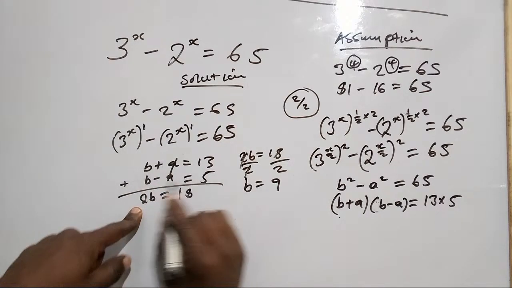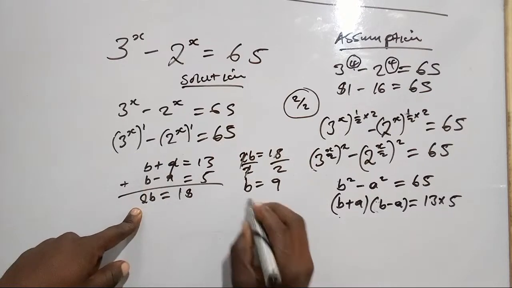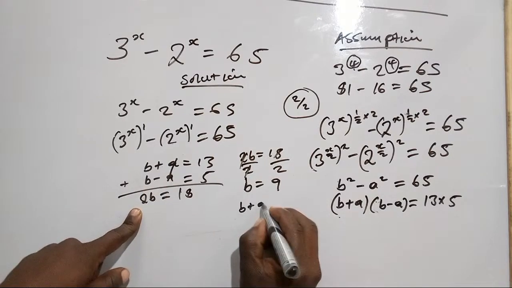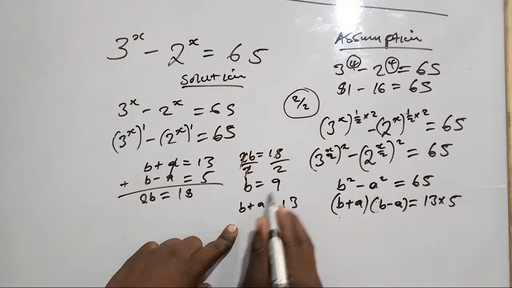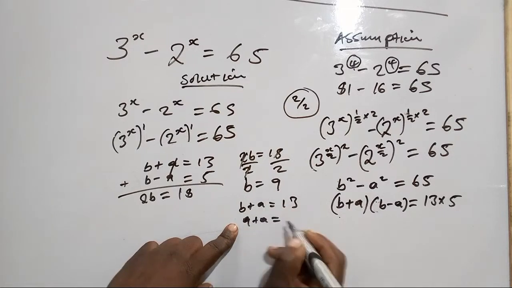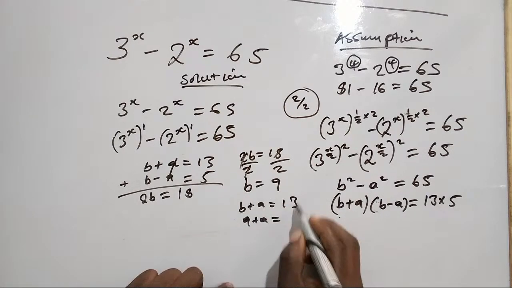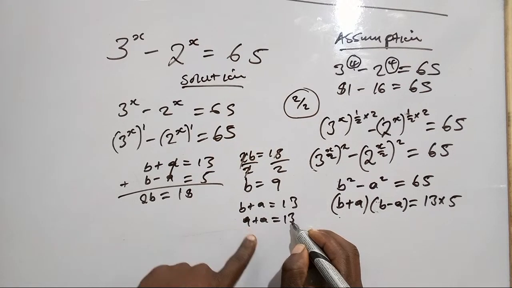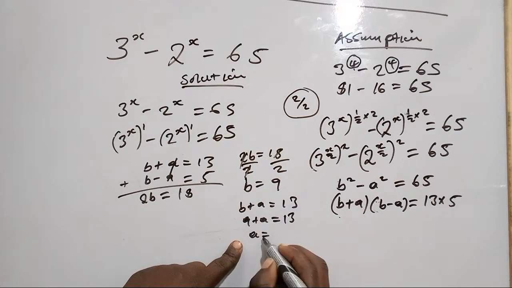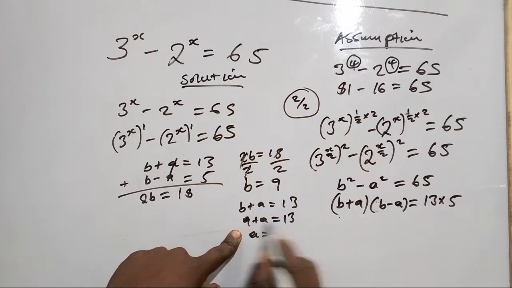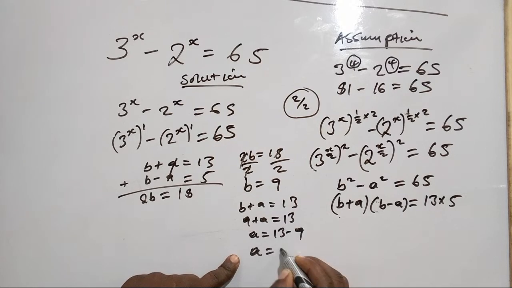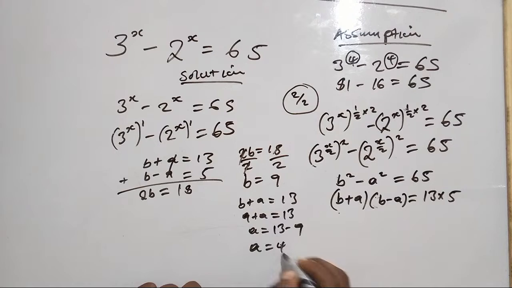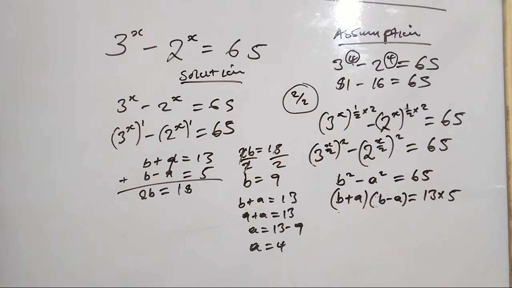Then let's find a now. We can take any equation, even the first equation here. We have b plus a equals 13, right? We have found that b is 9, so 9 plus a should be equal to 13, right? Then when you subtract 9 from both sides, you're going to have 13 minus 9. Then a will be equal to 4, right? A will be equal to 4.